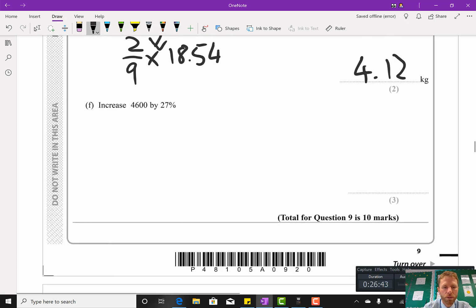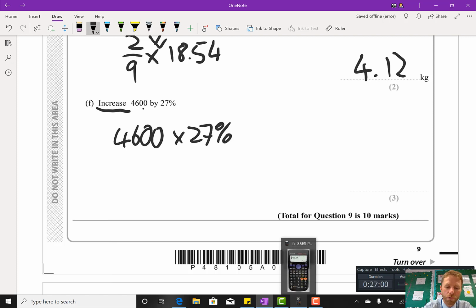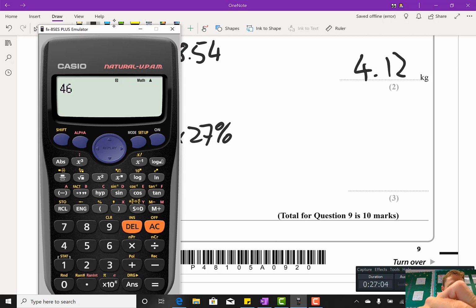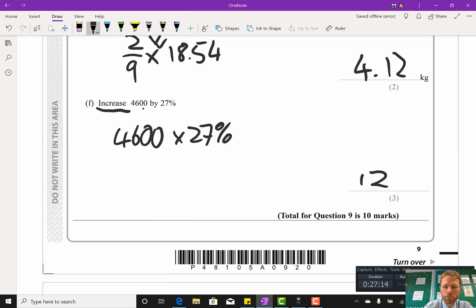Increase 4,600 by 27%. Increase, make bigger, make sure your answer is more than 4,600. And that's exactly what I'm going to type into my calculator. If it seems simple, everything's easy when you know how.